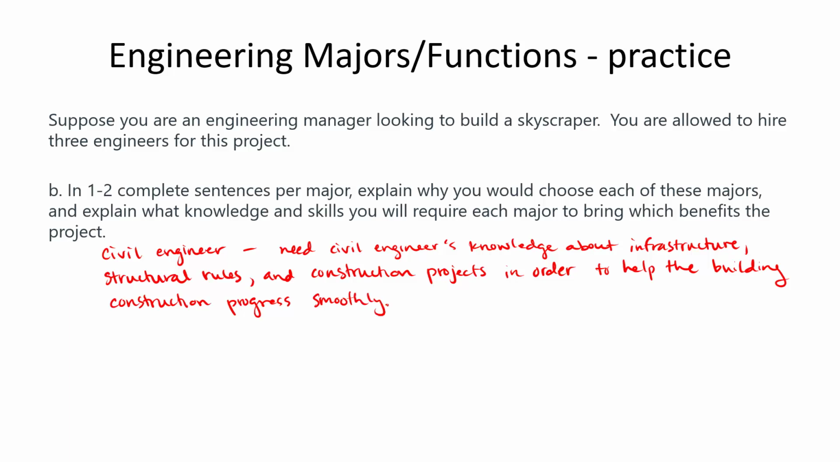So I'm not looking for a huge essay here, just 1 to 2 sentences. It's basically just showing that you know what that major is and why it is needed for the project. Especially if you chose something like a materials engineer, initially that might seem like an unusual choice, but if you say that you want the building to be using energy efficient materials and sustainable materials, and the materials engineer has that expertise, then I would accept that as a valid answer.